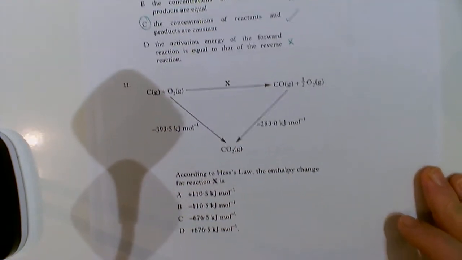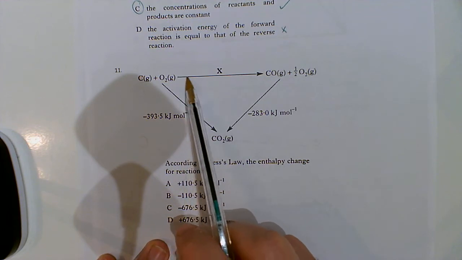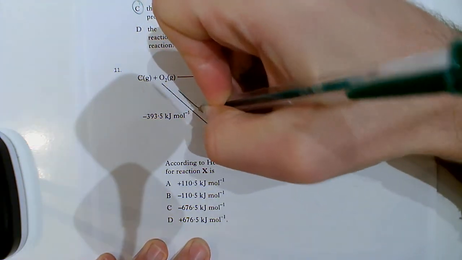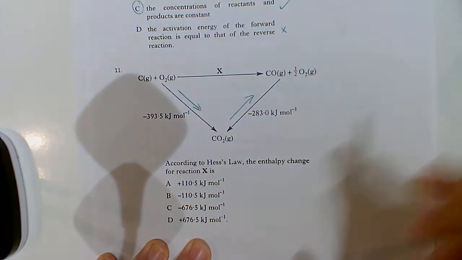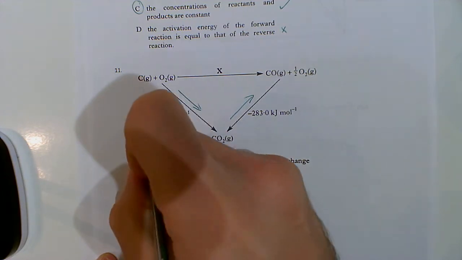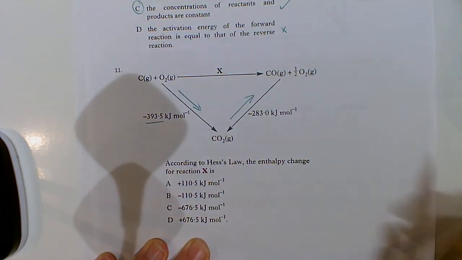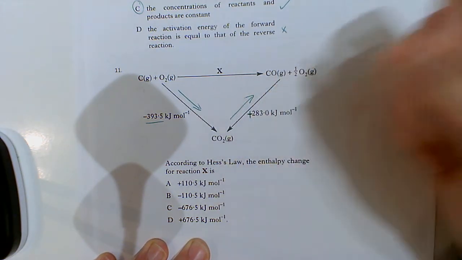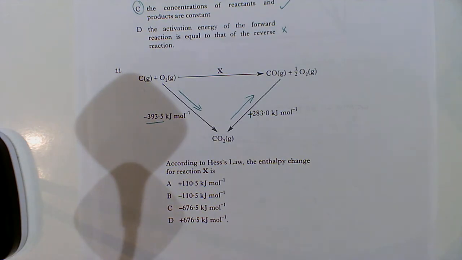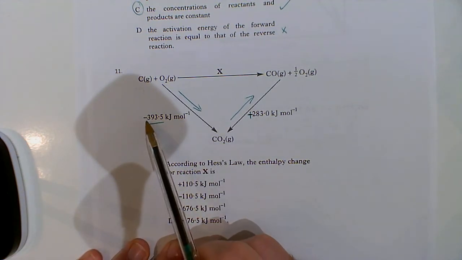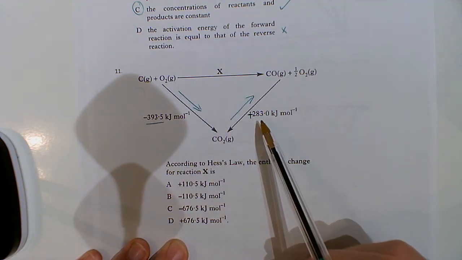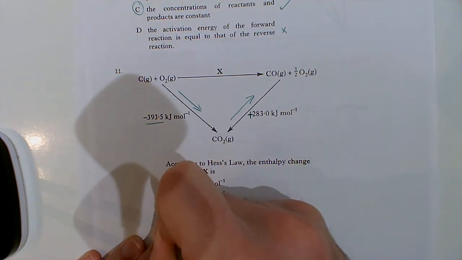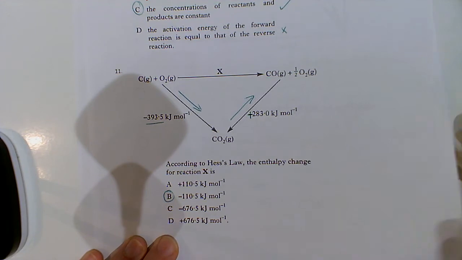Right, next question, question 11, is Hess's law. Now we're wanting to do X. So if we're going from here to here, that's going to be the same as doing this and then doing this. So this arrow, we know that one is minus 393.5. This one, we've changed the direction of the arrow, so we change the sign. So it's going to be minus 393.5 plus 283, which is negative 110.5. Answer B for question 11.